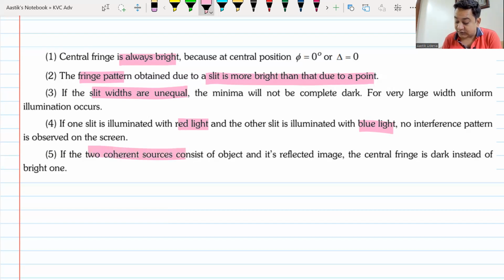If the two coherent sources consist of an object and its reflected image, just as in the case of a Lloyd's mirror, because of the reflection, the image undergoes a phase change of pi. Therefore, everything reverses. The central fringe would be dark and it will not be a bright one. It will be just the opposite. So the center one will be dark and then you will have bright. Do you understand this? Yes, sir. I'll give you a minute to note this down.